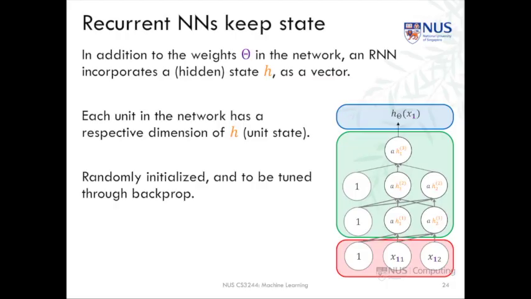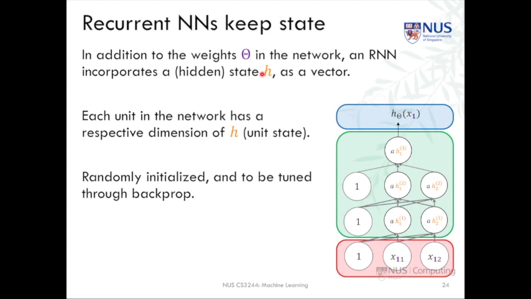Let's go over RNNs in more detail. So a recurrent neural network needs to keep state. That's why it's a sequential model. It takes, in addition to the weights theta that we're learning from the network, it has to incorporate a model of what state it's in, which we're going to call h.